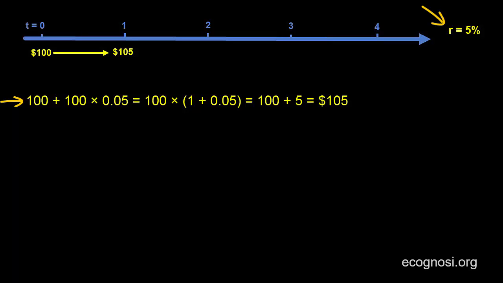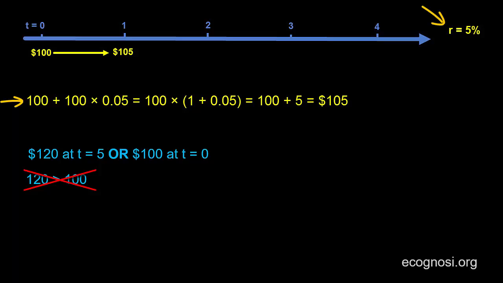Now, in the previous video, we saw that we cannot just compare various amounts at different points in time in absolute terms. For example, if I offer you $120 5 years from now at t equals 5, or $100 right now at t equals 0, you shouldn't say 120 is greater than 100, so I better get the 120. In order to compare the two amounts, you need to have a common base. And how do you get that common base? By translating the amounts at the same point in time.